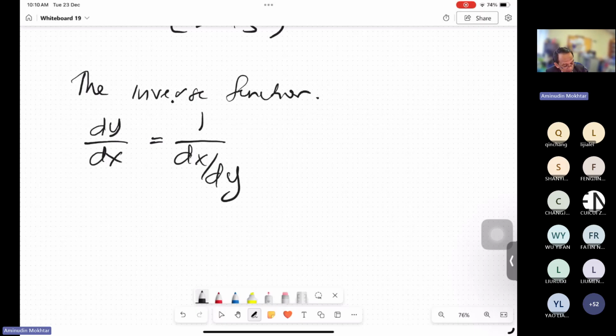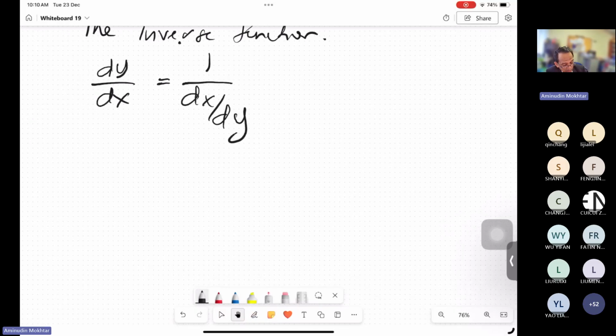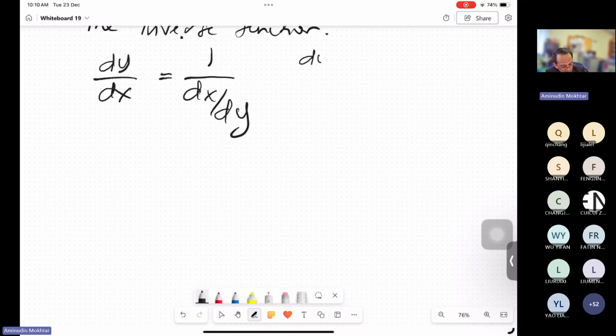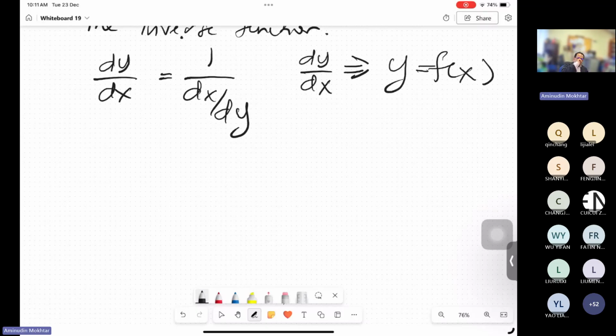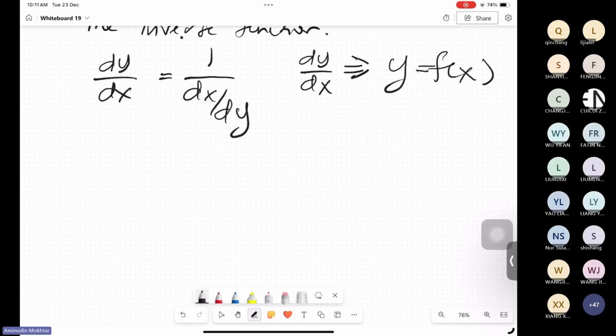Please remember that when we're talking about dy/dx, a function is y equal to f of x, y a function of x. That's for dy/dx.